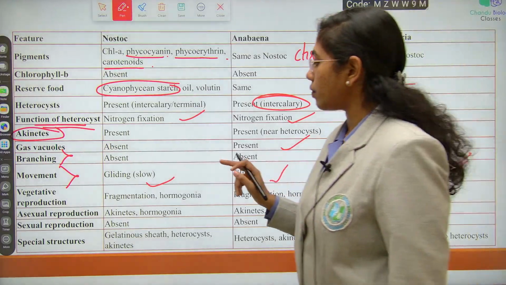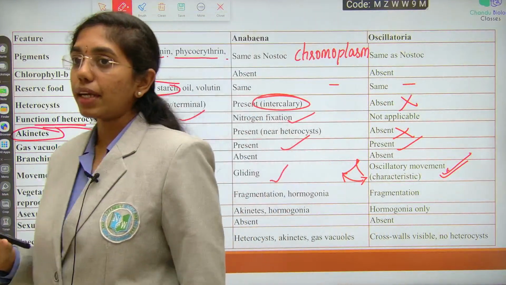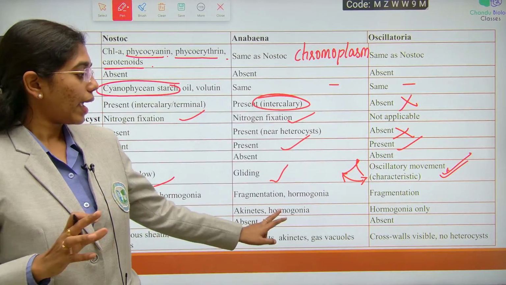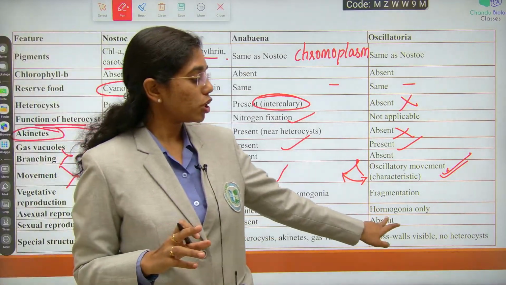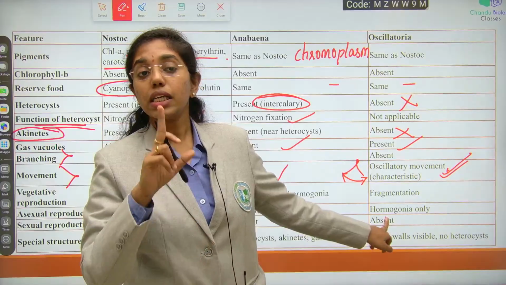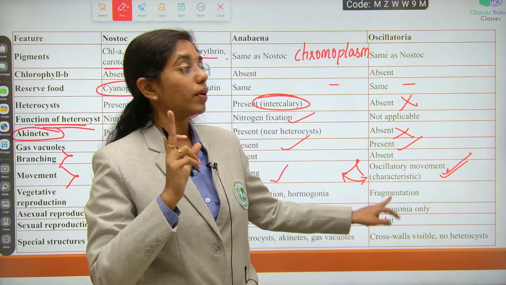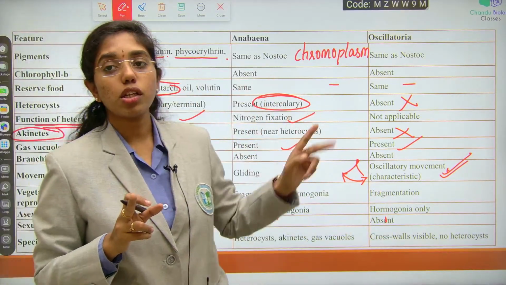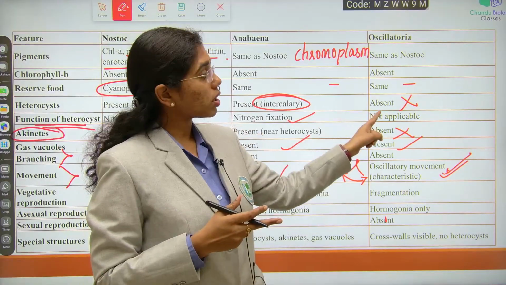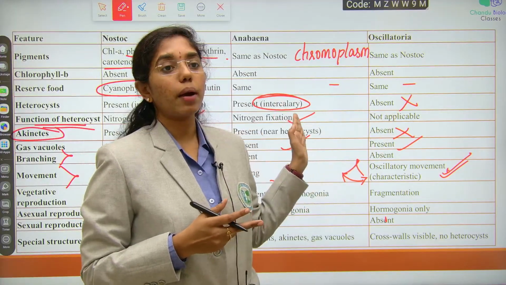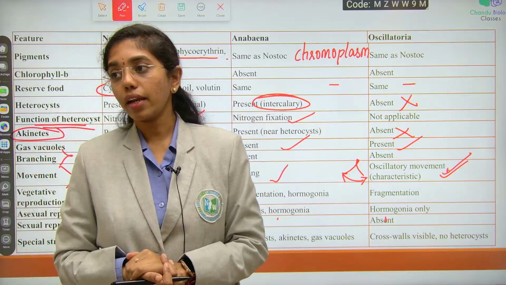Next, vegetative reproduction is by fragmentation and hormogonia. Akinetes and hormogonia. Here it is only hormogonia. See, there are clear differences between Nostoc, Anabaena and Oscillatoria. Please remember, Oscillatoria is more variable when compared to Anabaena. Fine, right?